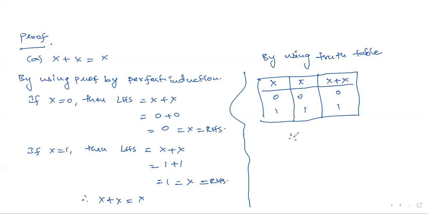Therefore, by observing the x column and x or x column, we can say that x or x will be x. So two ways we have proved by using proof by perfect induction. It means by substituting all possible values we have proved, and by using truth table also we have proved.